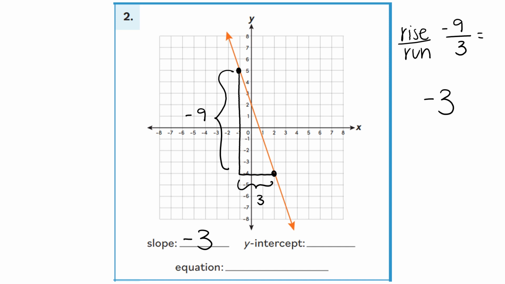Our y-intercept comes from where the line crosses the y-axis. And this line would cross the y-axis at +2. So we put our equation together: y equals -3x + 2.